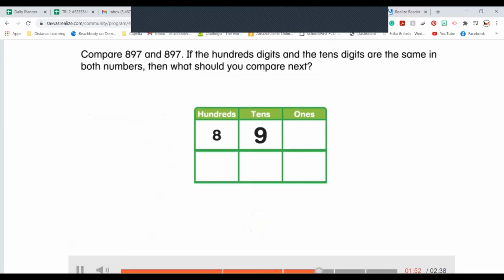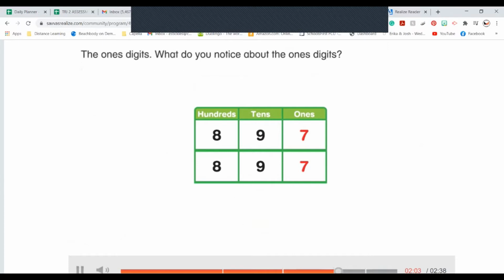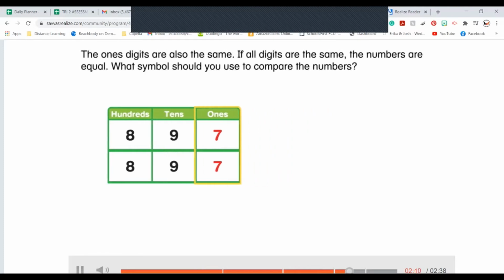Compare 897 and 897. If the hundreds digits and the tens digits are the same in both numbers, then what should you compare next? We should compare the ones next. The ones digits. What do you notice about the ones digits? They're the same. The ones digits are also the same. If all digits are the same, the numbers are equal. What symbol should you use to compare the numbers?